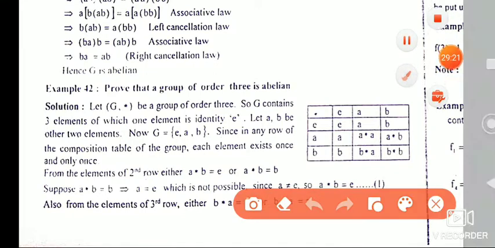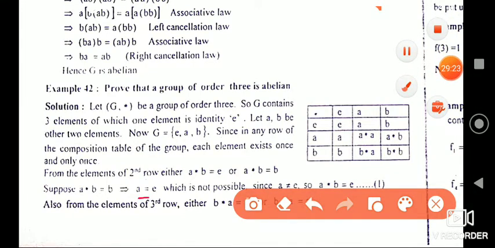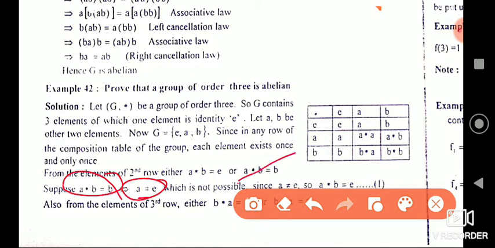A cannot be equal to E. A and E are separate elements. So A is equal to E is not possible. So if A is equal to E is not possible, then this is also not possible, that is A star B is equal to B is also not possible. So this condition is not possible at all. So A star B is equal to E itself is the only possibility.